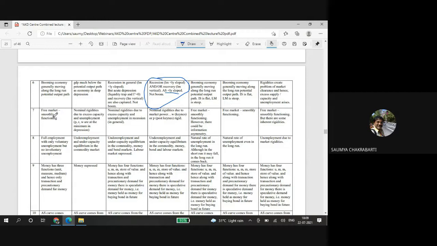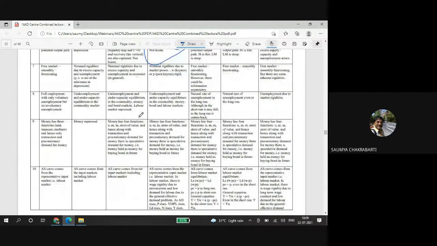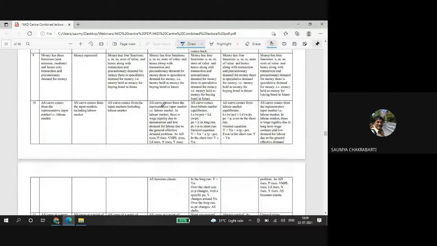So number seven, free market we had for classical, but here we have nominal rigidities, etc., and the effective demand problem. So demand is less than supply in most cases. And employment and unemployment we have already discussed. So basically for Keynes, it is an excess capacity, unemployment situation.